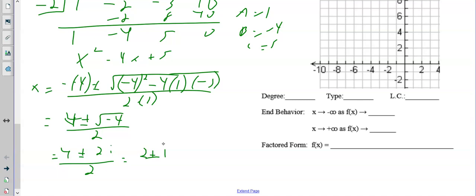Okay? So my factored form is, don't forget that -2 at the beginning, x plus 2, and then x plus 2i and x minus 2i.